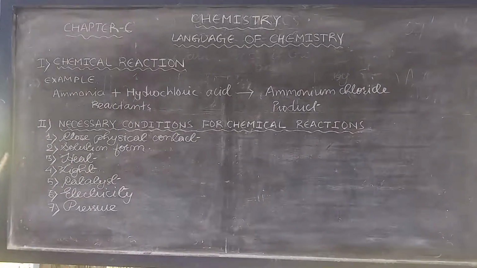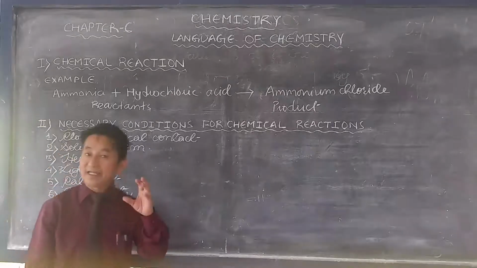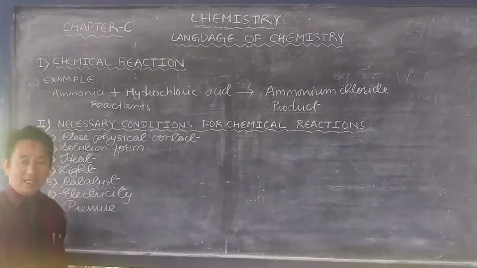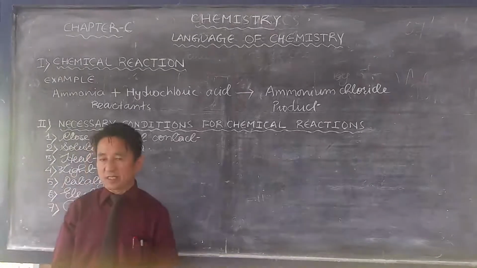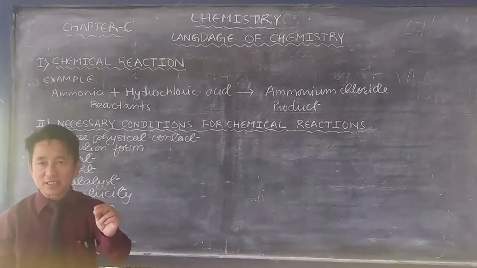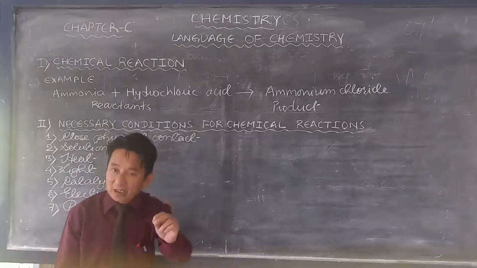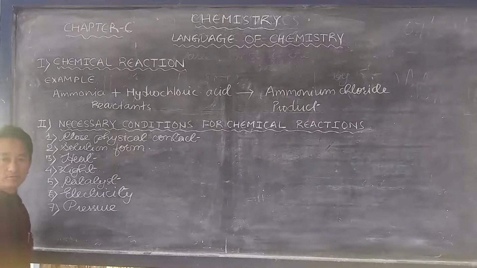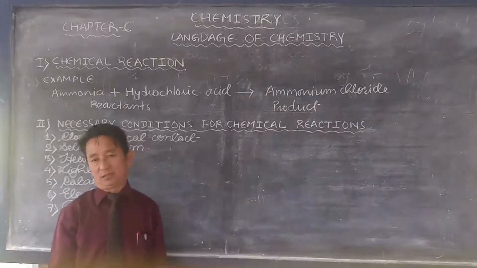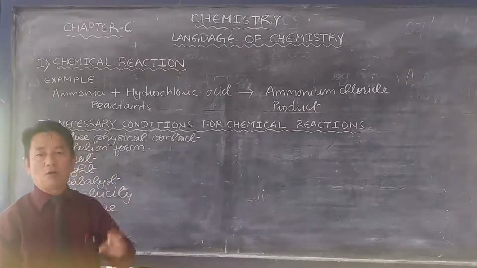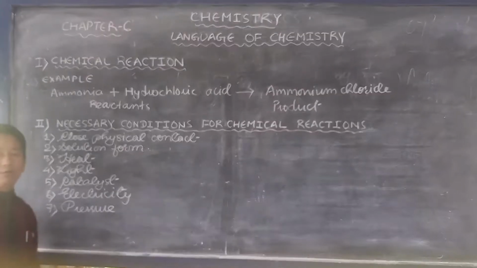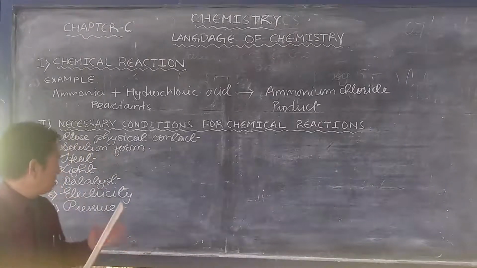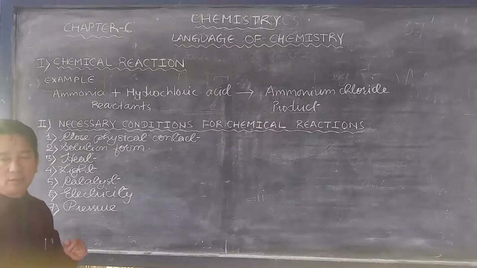Now next, light. Some chemical reactions take place by the action of light, or in the presence of light. For example, photosynthesis. Photosynthesis is a biochemical reaction. It takes place in the presence of sunlight. Now, catalyst. A catalyst is a substance that increases or decreases the rate of a chemical reaction. So some chemical reactions need a catalyst to occur.